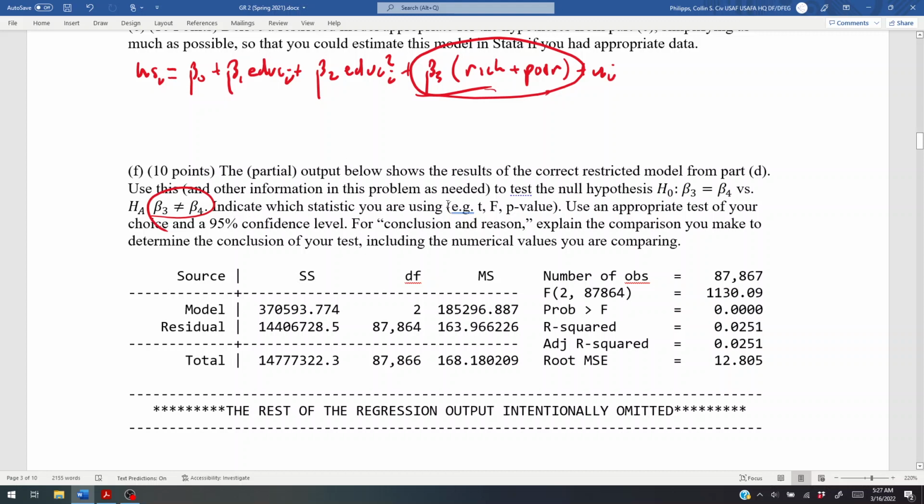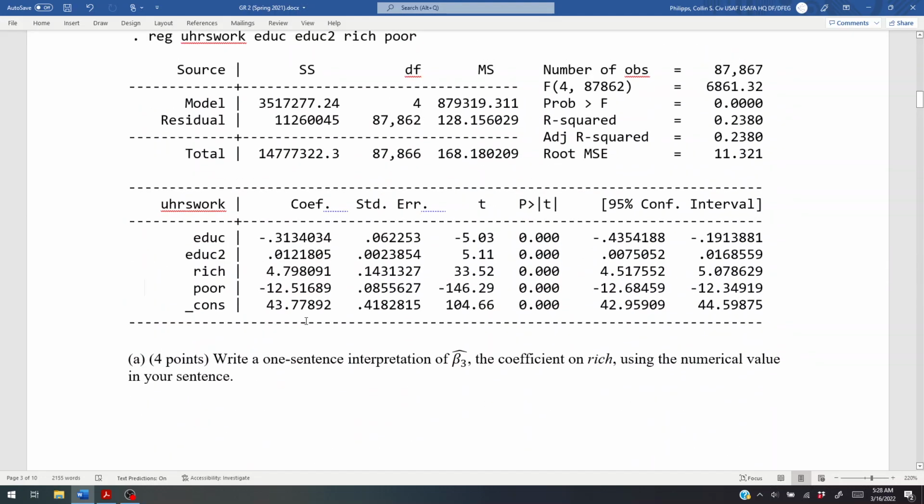Indicate which statistic you are using, F, p-value. Use an appropriate test of your choice and a 95% confidence level. I will warn you right now, don't try to use a t-test. Don't try to use a p-value from Stata, right? You could be very tempted to look at it and say, oh, rich is 4.8, I do a t-test that this is equal to negative 12.5, and I reject it. It doesn't work, right?